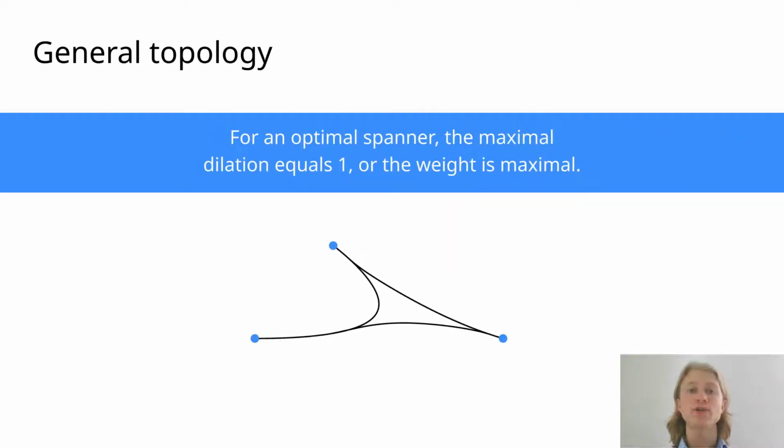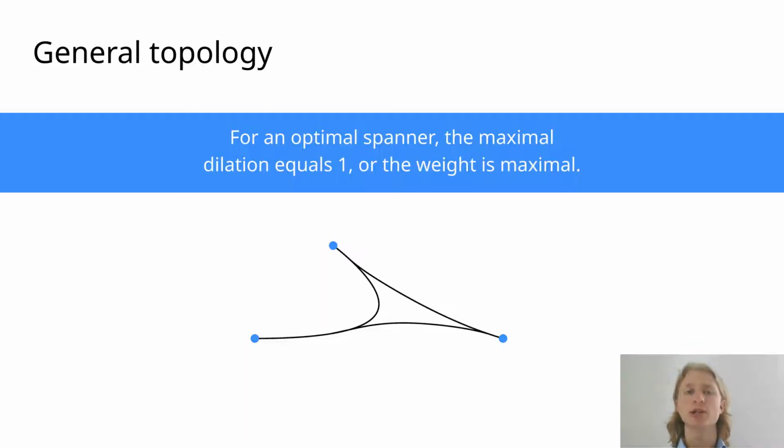First, we will dive into the general topology for any optimal spanner for a point set consisting of 3 points. To prove which topology is optimal, we use a number of properties. The most important property we exploit concerns the statement on this slide. For an optimal spanner, the maximum dilation equals 1, or the weight is maximal. For any budget surpassing the weight of the complete graph, the weight of course does not have to be maximal, that is equaling the budget, for the spanner to be optimal, as the complete graph suffices in this regard.